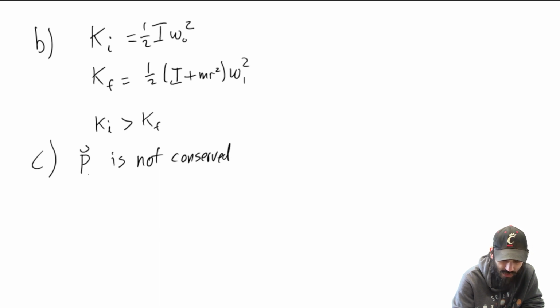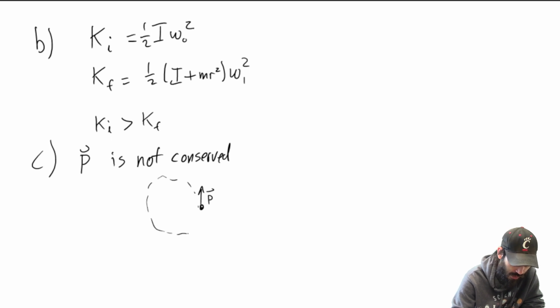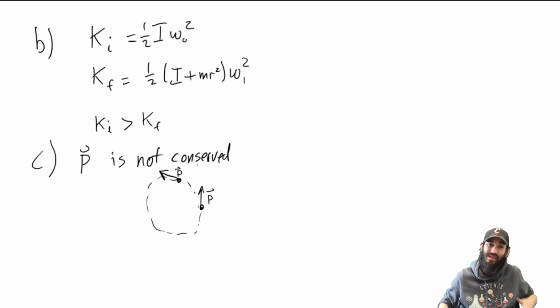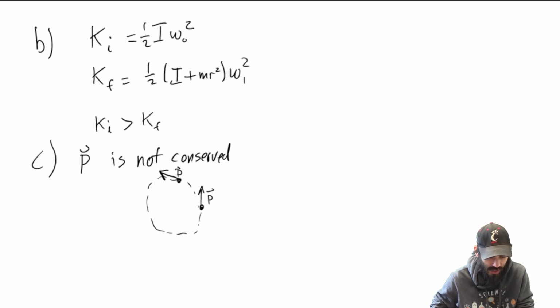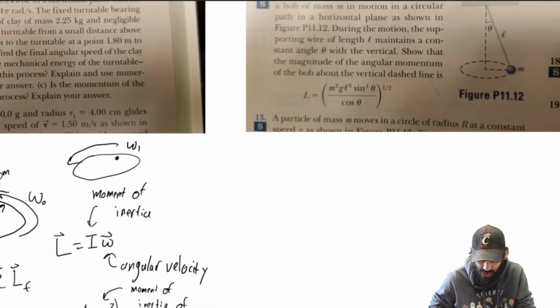And the reason why the P vector is not conserved is because if something has some momentum in this direction, let's draw a little circle that it can go around, and then it has some momentum in this direction, the direction of the momentum changed. So there needs to be some force associated with this in order for the momentum to change. And if there's some force, that means that the momentum is not conserved. Okay, so let's move on to the next one.